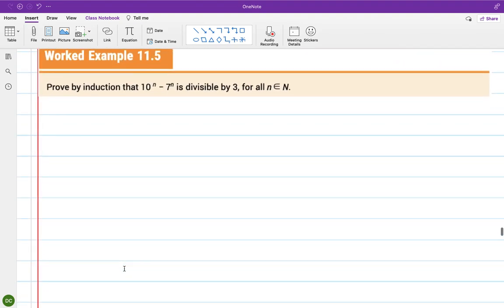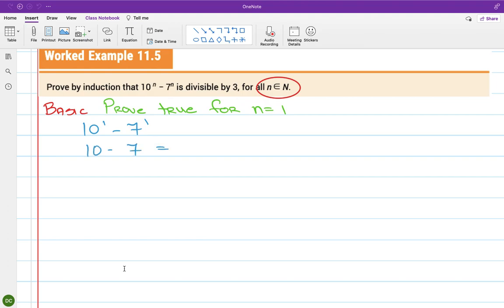Okay, so same process. Basic step: we are going to prove the statement true for n equal to 1. So that becomes 10 to the 1 minus 7 to the 1, which is 10 minus 7, which is 3. And 3 is divisible by 3. So it's true for the basic step, n equal to 1.